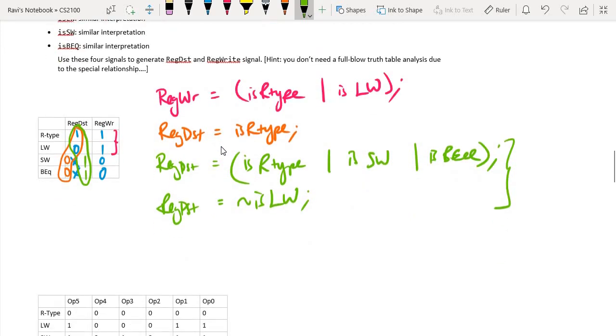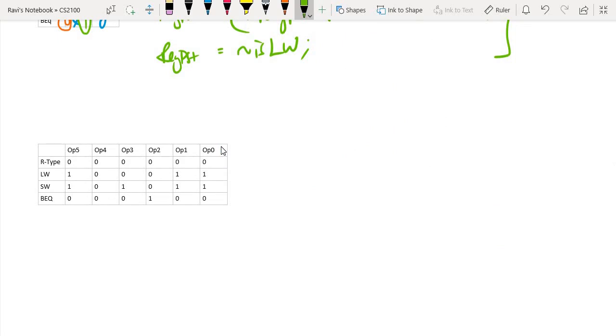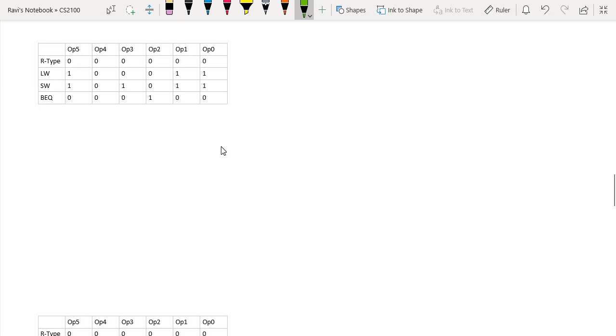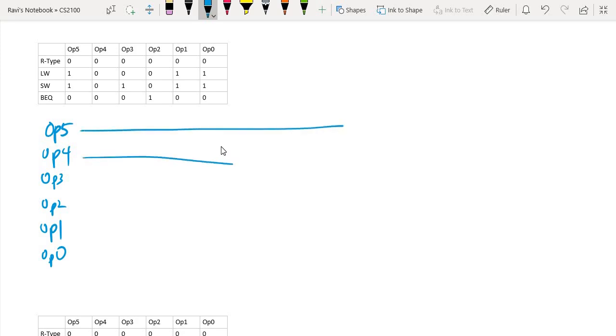Now in part B, we're going to explore using all the 6 bits of the opcode to generate the appropriate control signals. How do we go about doing this? We already have these opcodes from our MIPS instruction set, and now we're going to use all 6 bits to generate the appropriate signals. To do that, you just write out all the bits here, op5, op4, op3, op2, op1, and op0, and you draw these lines across.